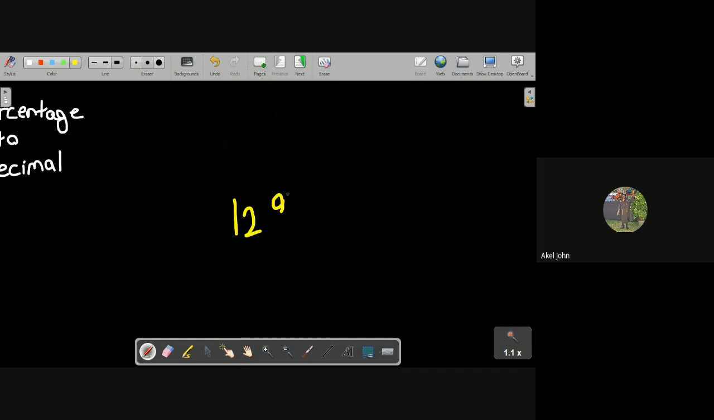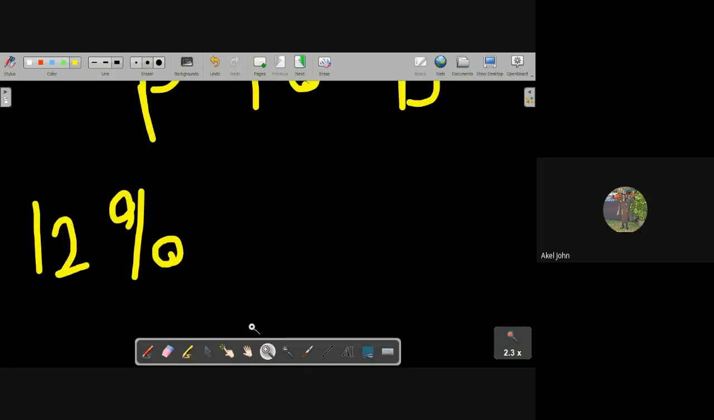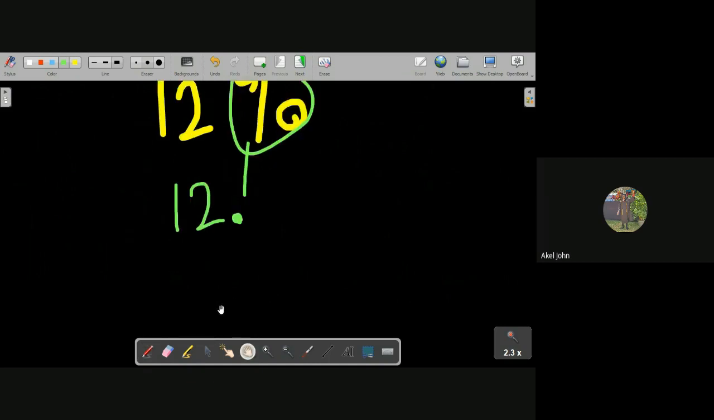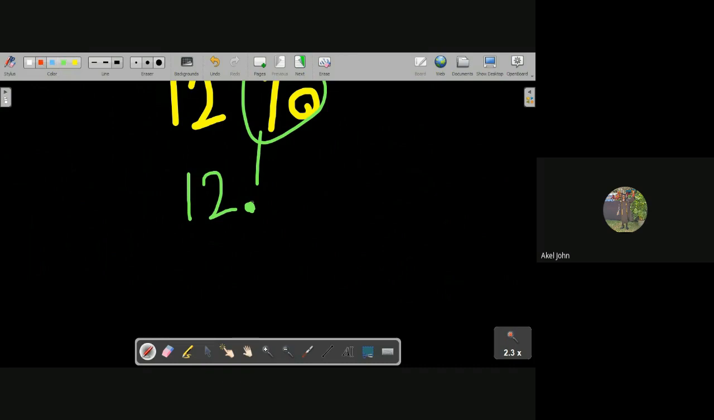12%. So percent to decimal. 12% to a decimal is, yeah, you have 12% already. You're turning the percentage sign into a decimal point, and then you're moving the decimal point 2 spaces to the left. So that's going to be 1, that's going to be 2. Put your new decimal point. What is that going to look like is this, 0.12.